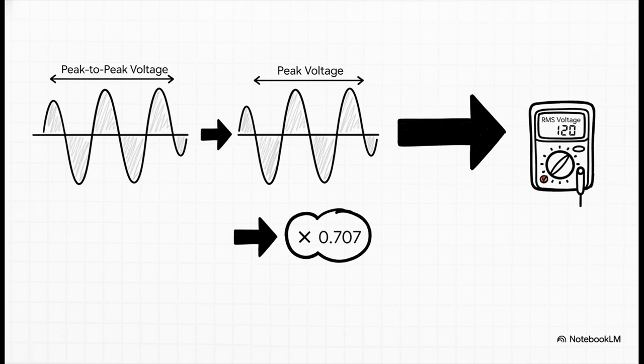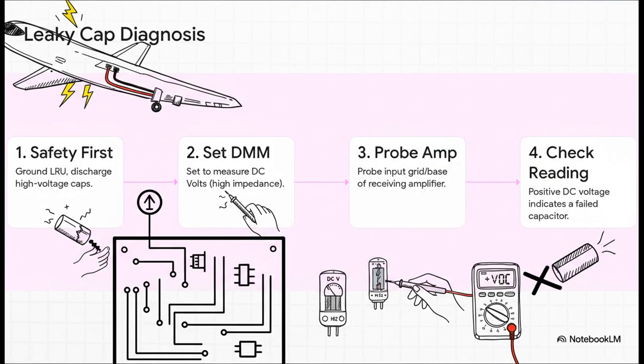Now, for the distractor deconstruction. Option A results from incorrectly using the average constant. Option C is the result of failing to convert from peak to peak before applying the RMS formula. Consider the in situ diagnosis of a leaky coupling capacitor, a common failure mode.